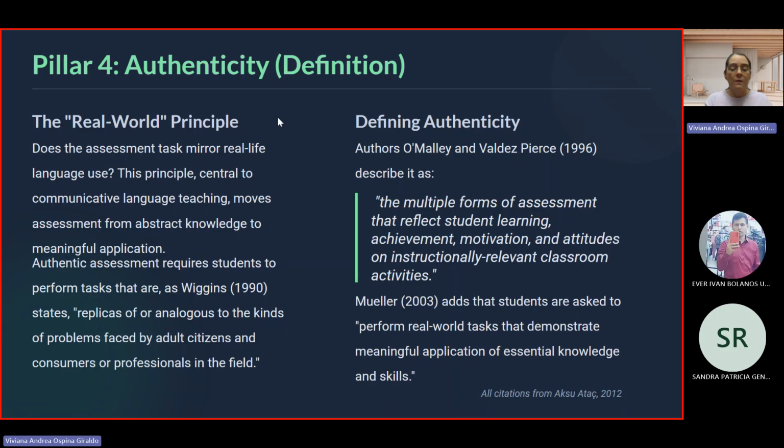So when we are assessing, we need to make sure that our students are competent. We need them to communicate, to achieve their learning goals. And assessing by using real world tasks will demonstrate that, but will also give us the opportunity to see if there are some mistakes that need to be corrected.